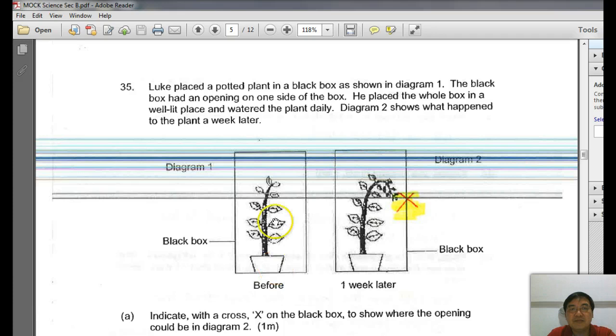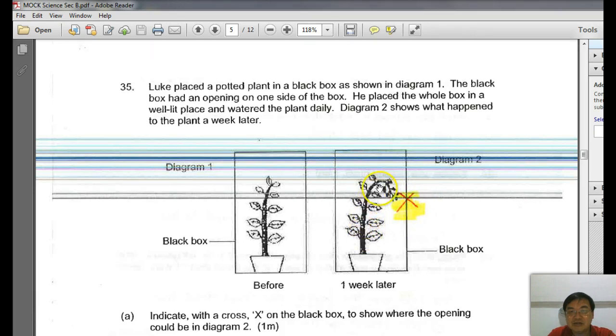Okay, so over here, Luke placed the potted plant in the black box as shown in diagram 1. Now the black box had an opening on one side of the box. He placed the whole box in a well-lit place and watered the plant daily. Okay, it means the surrounding is well lit. Now the box over here, before that it was a black box covered up. Okay, but the surrounding is filled with light. And later on, he did something at the side over here. He opens up an opening.